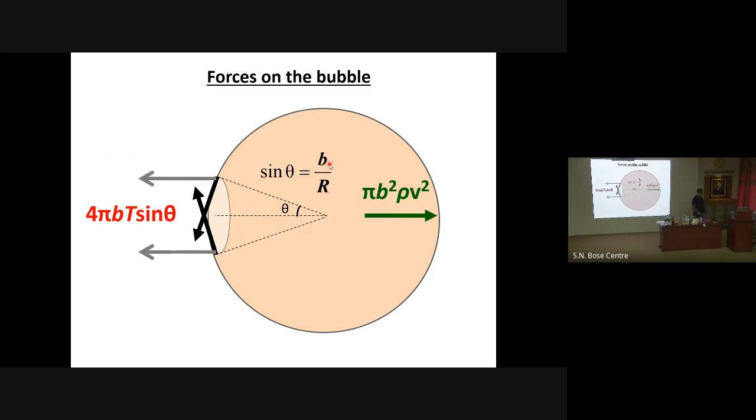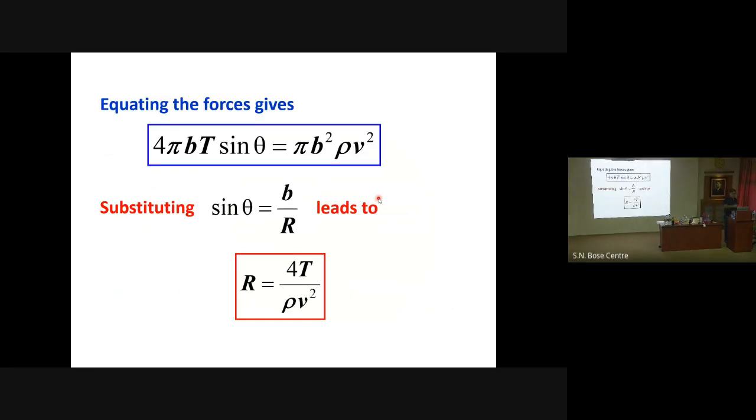The surface tension of the film is pulling it back, and the air hitting it is pushing it out. The moment the push becomes slightly greater, the bubble just comes off. You do the mathematical calculation, 4 pi b T sine theta and all that, and it leads to the radius with respect to b. This was the JEE 2003 problem.